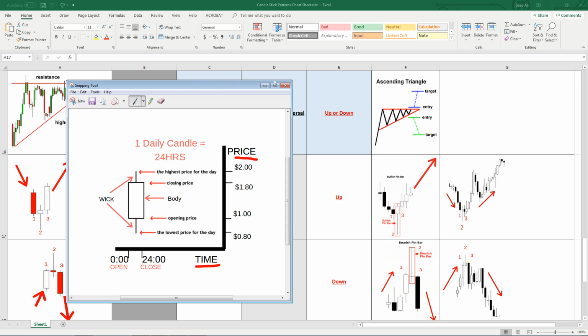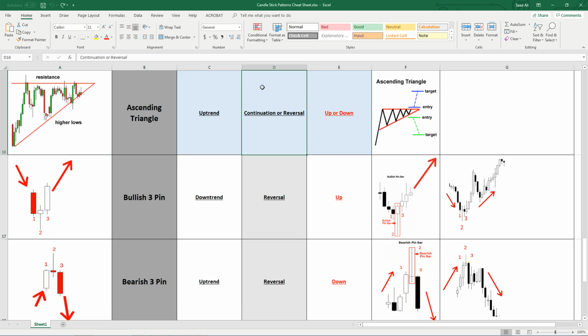So this is the 3-pin formation that I want you guys to look for. This is an example happening in a downtrend. Price is coming down, down, down. This is a reversal formation. The next move is up. So what happened? Price was coming down, 1, 2, 3-pin formation, and the next move was up, and price moved up. Here again, 1, 2, 3, price moved up. Again, another example, pin 1, 2, 3, price went up.